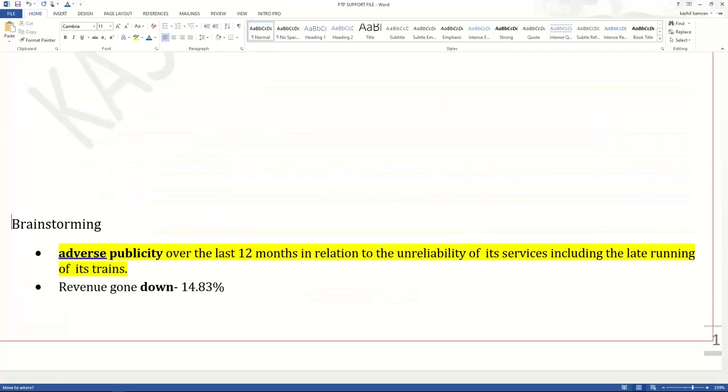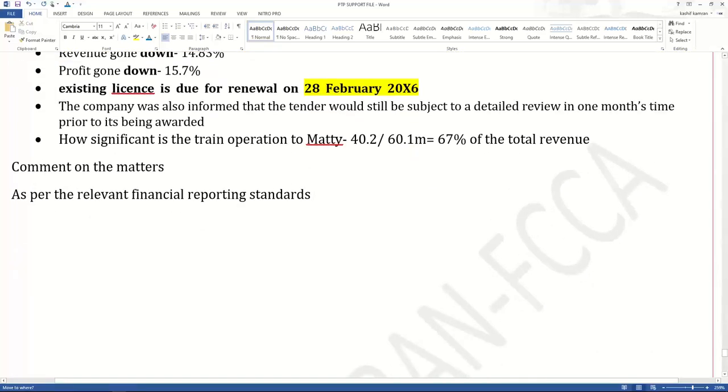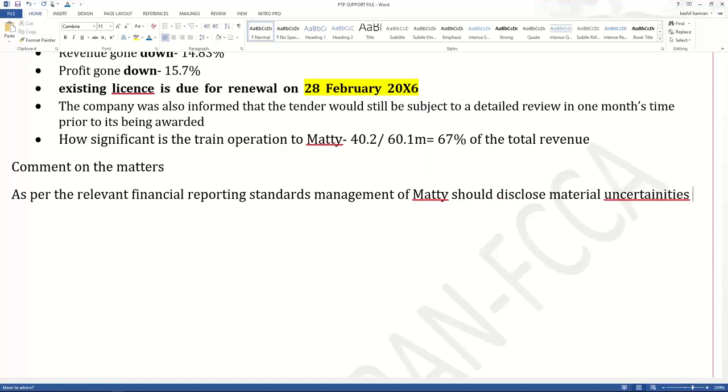Now we need to comment on the matters. How will we comment on the matters? Will we find materiality, accounting treatments? No, because it's a going concern matter. So the first comment on the matter we will tell is that as per the relevant financial reporting standard, management of METI should disclose material uncertainties in relation to the going concern of the train operations in the notes to the financial statements.